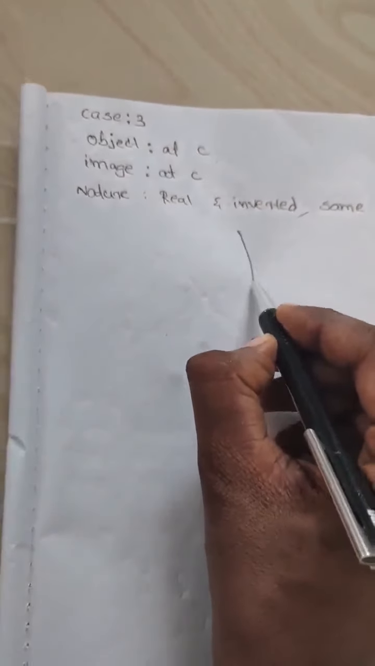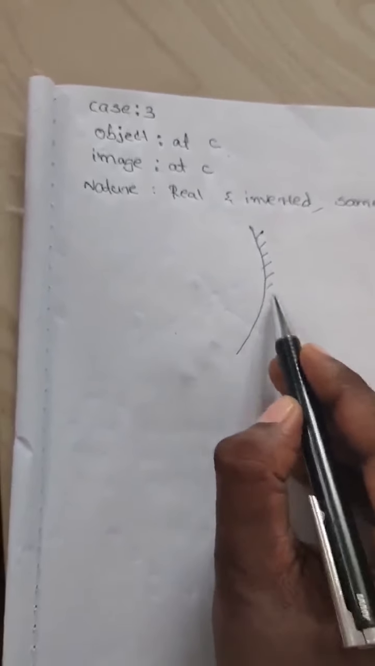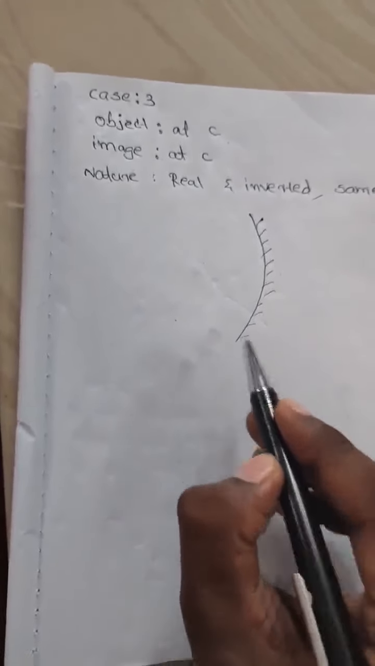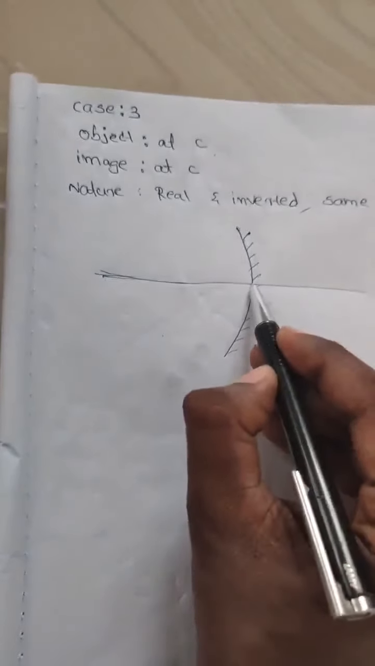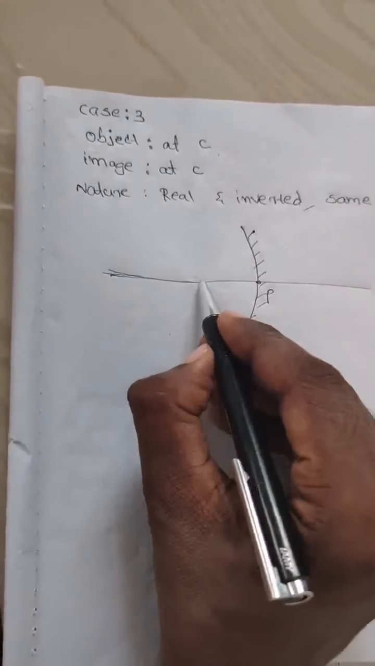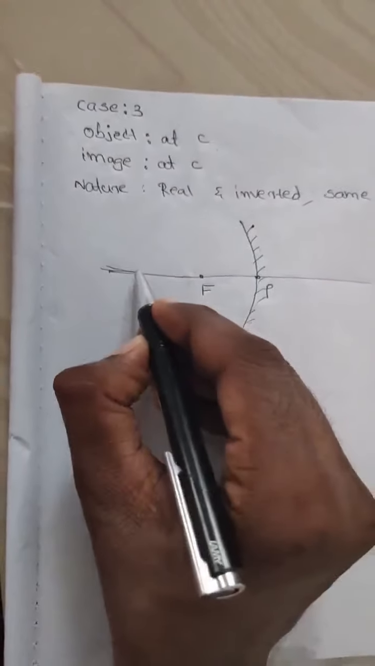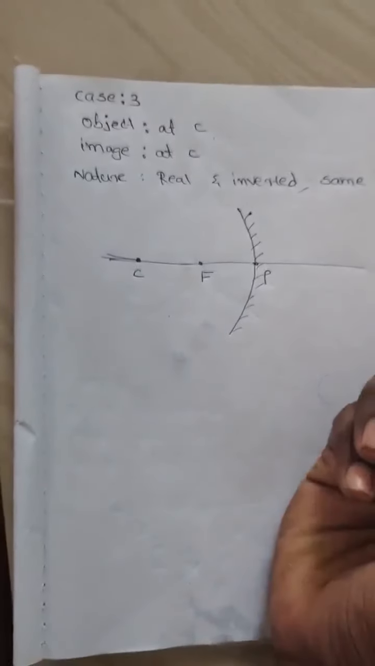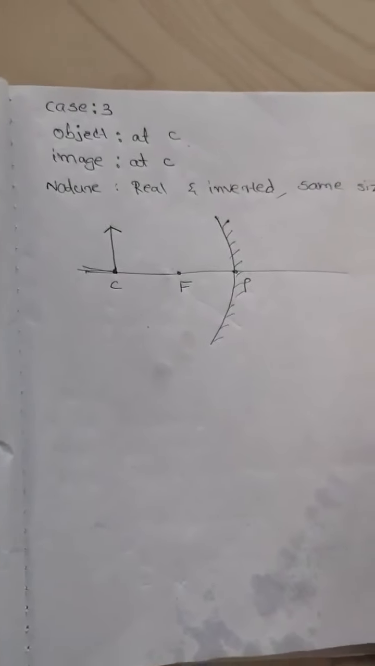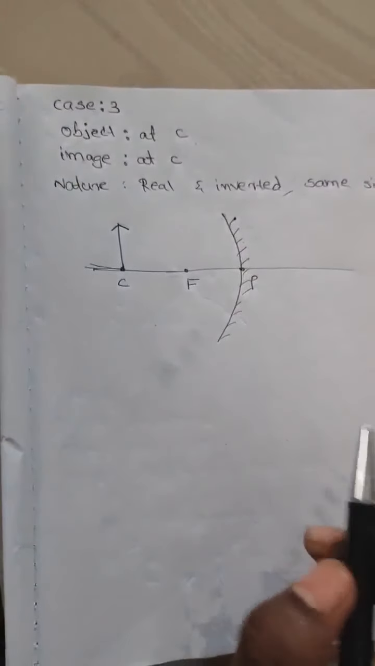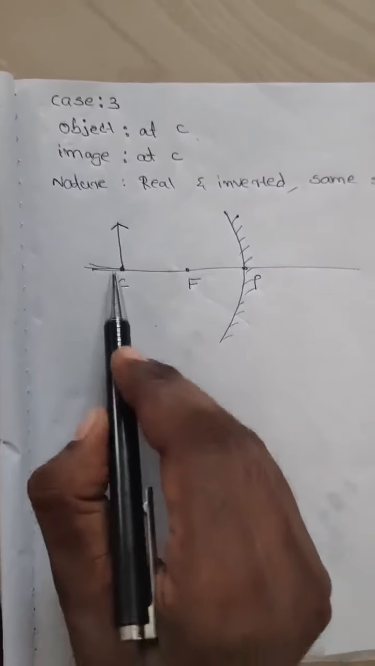I am drawing a concave mirror. Principal axis, focus, C. Now the object is placed at C and we know that the image is also formed at C. Hence the two reflected rays must meet at the point C.